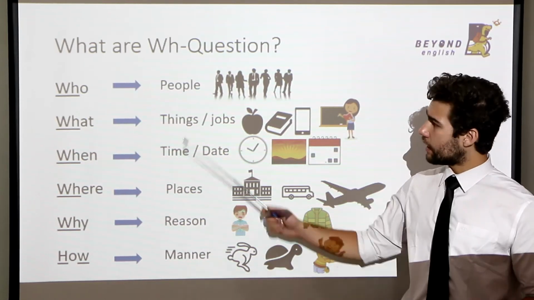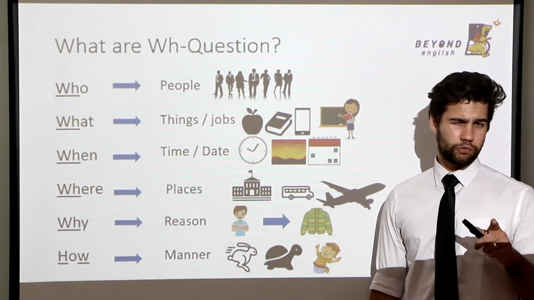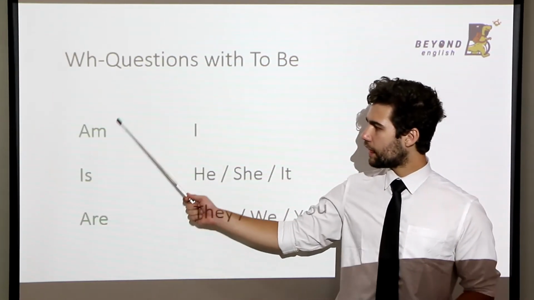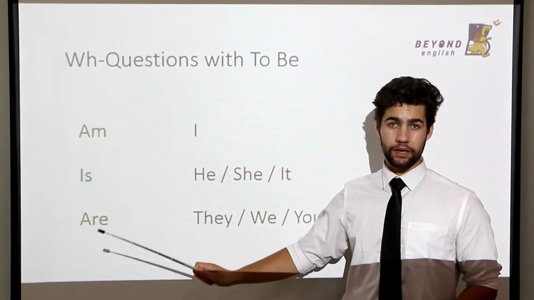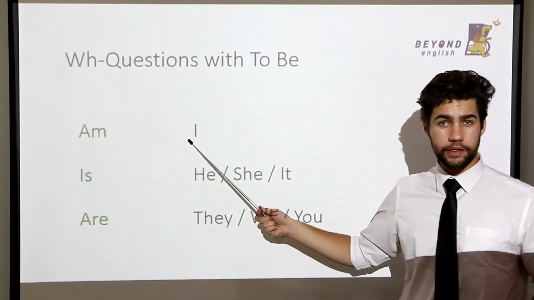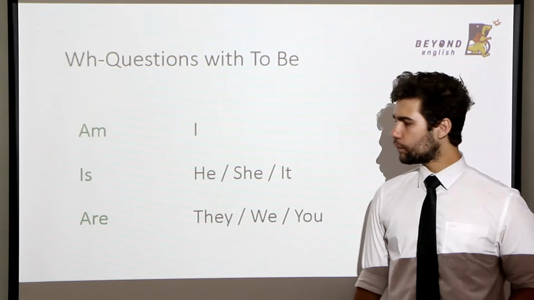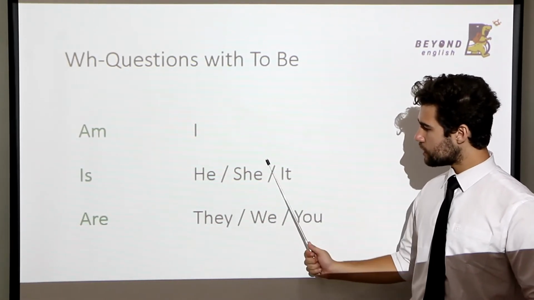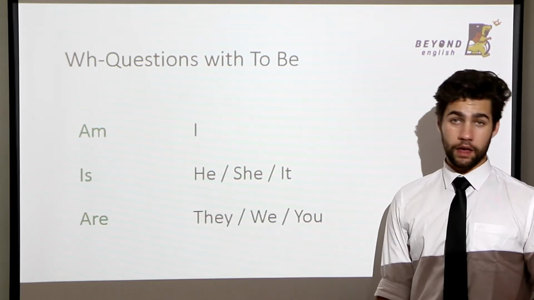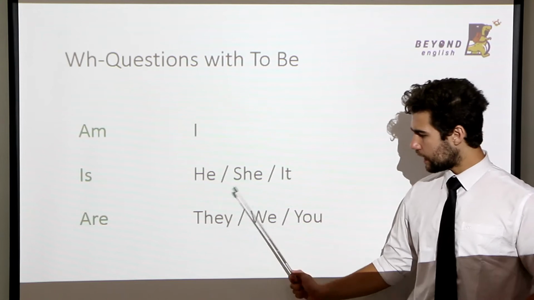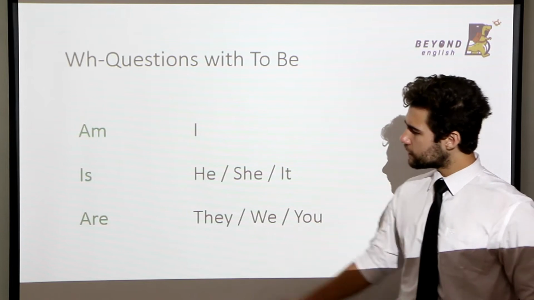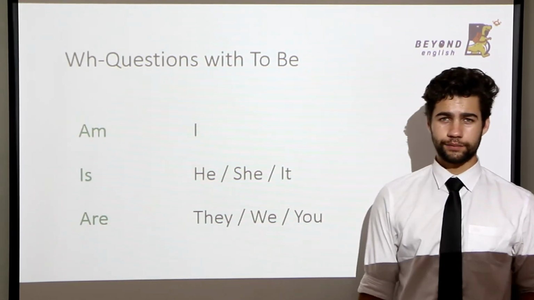Before we start looking at our questions, let's review our verb to be. So, we have am, is, and are. Remember, when we use I, we always say am. When we use he, she, or it, we always use is. And when we use they, we, or you, we always use the word are.